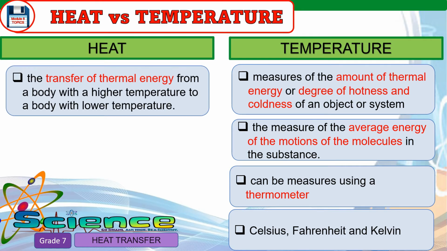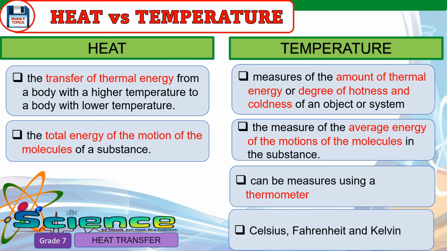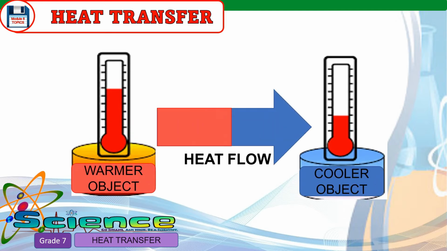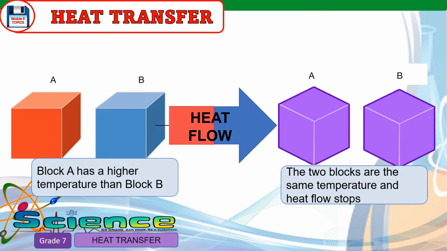Meanwhile, heat refers to the transfer of thermal energy from a body with higher temperature to a body with lower temperature. It is the total energy of the motion of the molecules of a substance. The SI unit for heat is joules. The natural flow of heat is always from a hot substance to a cold substance, or from a substance with higher temperature to a substance with lower temperature. When thermal energy is transferred, the warmer object cools down and the cooler object warms up, until both objects attain the same temperature. The transfer of heat will stop when both objects reach the same temperature.